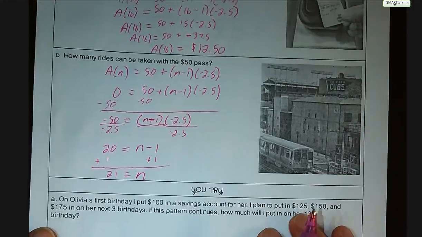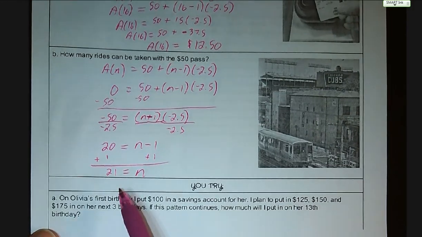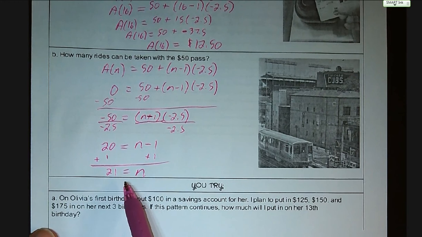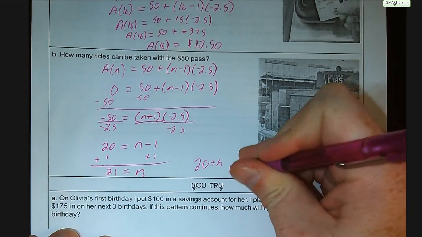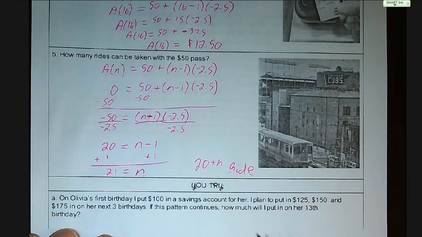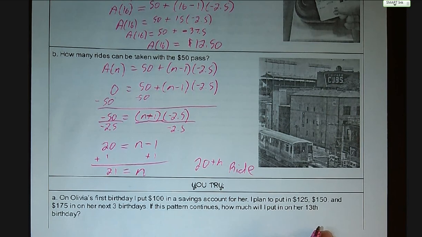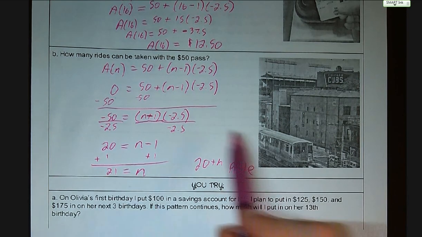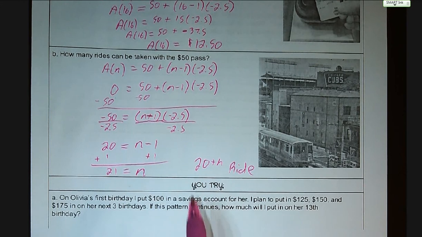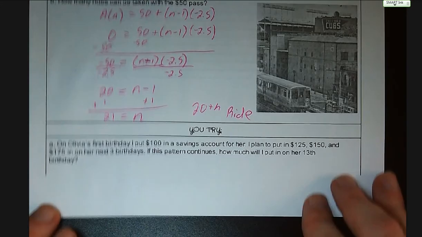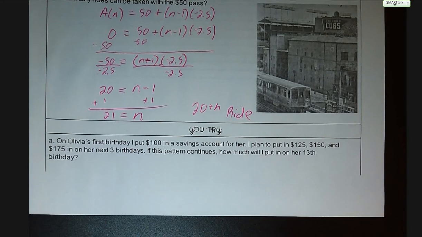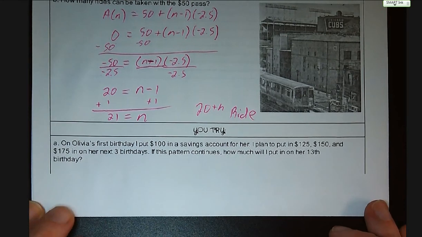So after the 21st term, our pass will be used up. But that 21st term is the 20th ride, because remember, the first term was our starting value. So you could get 20 rides out of that one $50 pass. Okay. So you guys try A. We'll see what happens there.